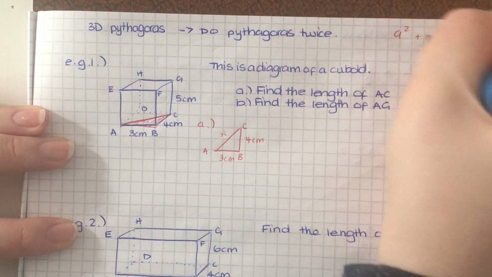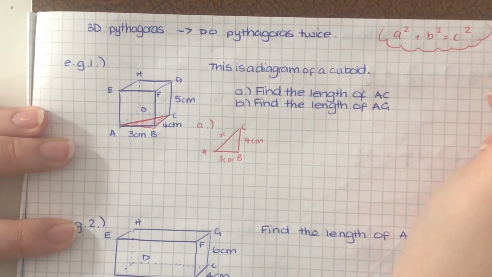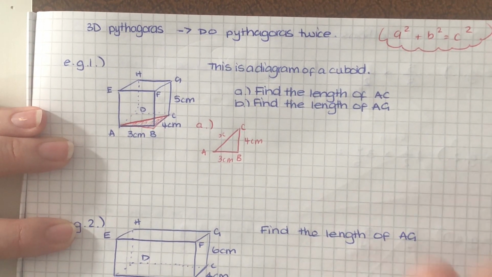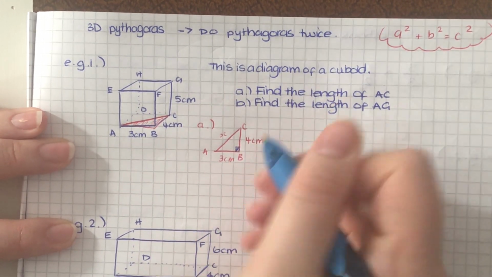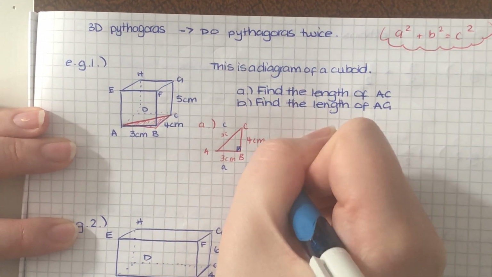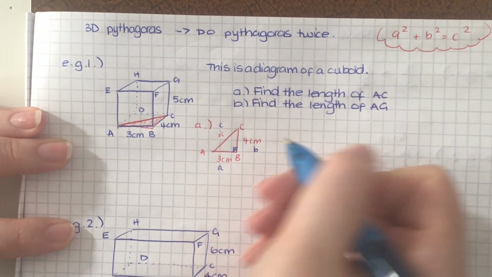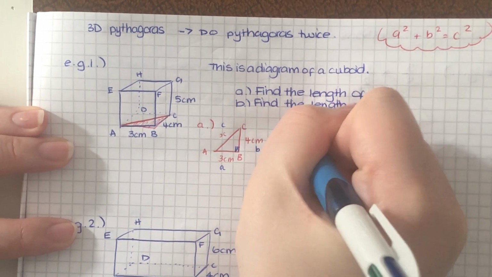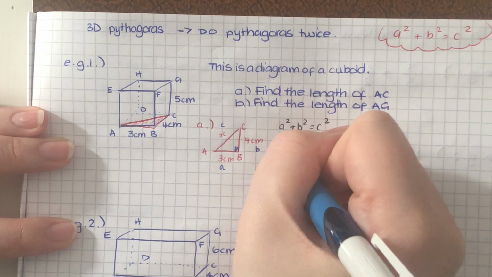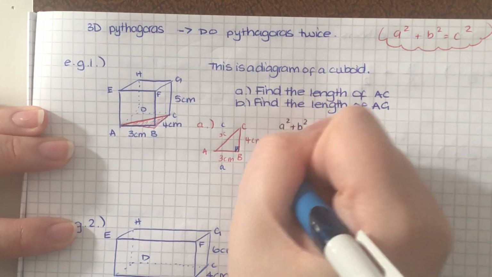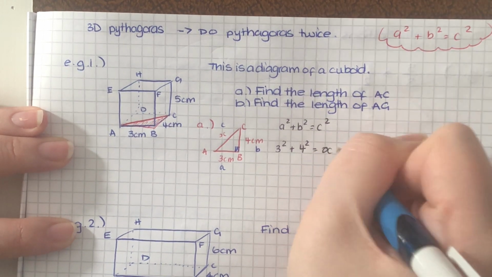So A squared plus B squared equals C squared. Okay, so just labelling the sides. So the longest one, which is always opposite the right angle, that's going to be your C, and then A and B, it doesn't matter which way around you do it. Okay, so if we put them into the formula, so we've got A squared plus B squared equals C squared. So A is 3, B is 4, and C we've just called X.